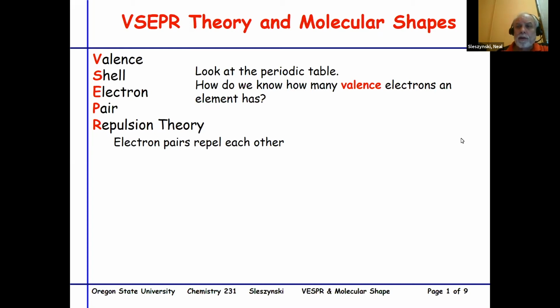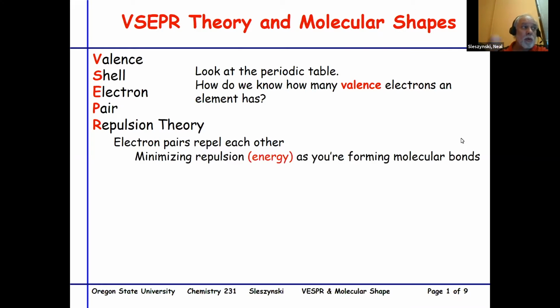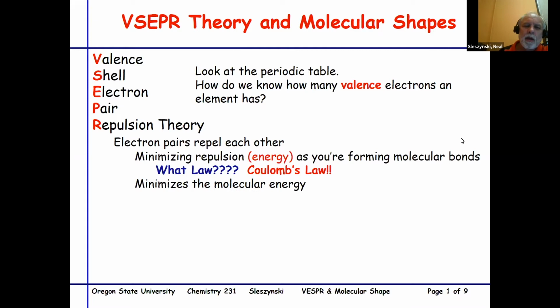So let's remember that opposite charges, plus and minus, attract. Identical charges, either minus minus or plus plus, repel each other. The goal of VSEPR theory is to construct a geometry that minimizes the repulsion energy as we're forming molecular bonds. Well, repulsion energy, where we're looking at two electrons repelling each other, what law governs that? Well, that of course would be Coulomb's law. If you don't remember the formula, please go back and review it.